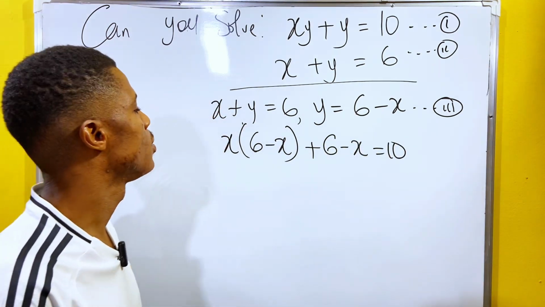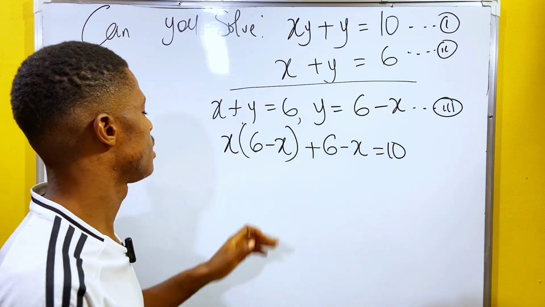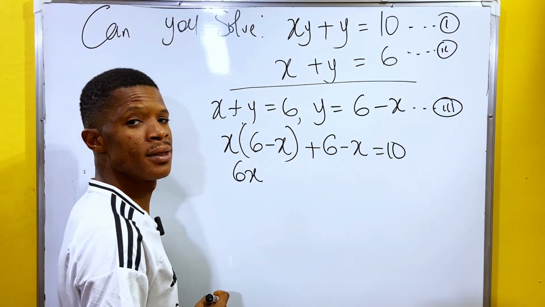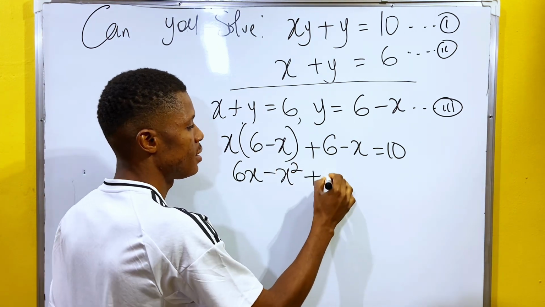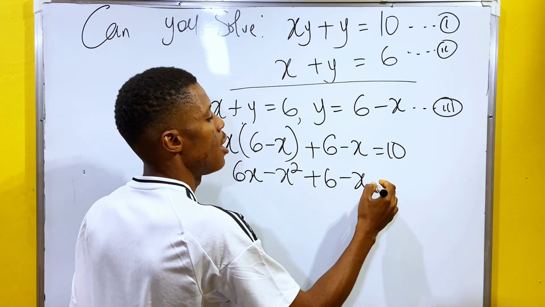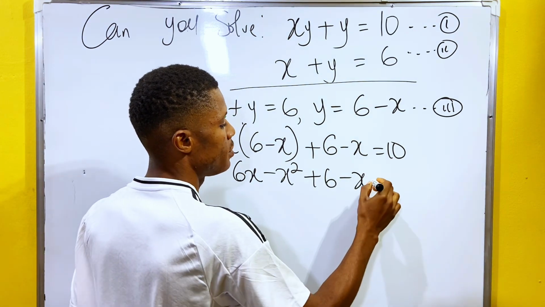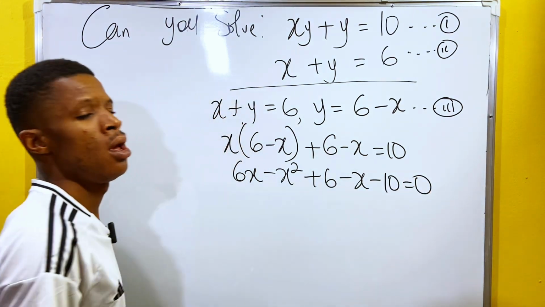Okay? So the next thing we do is to open the bracket first. x times 6 is 6x, and x times minus x will give you minus x squared. Then plus 6x plus 6 minus x. So we'll have to minus 10 from both sides, so everything becomes 0. Minus 10 equal to 0.